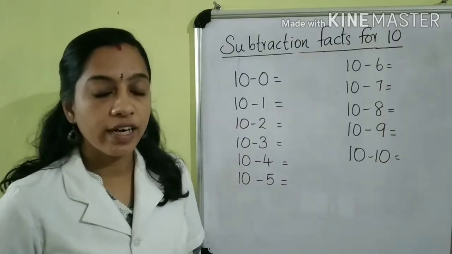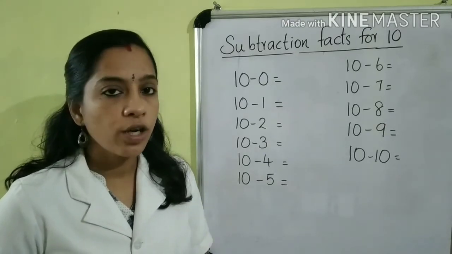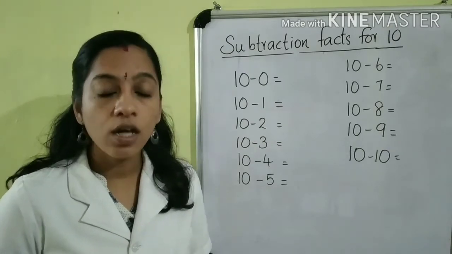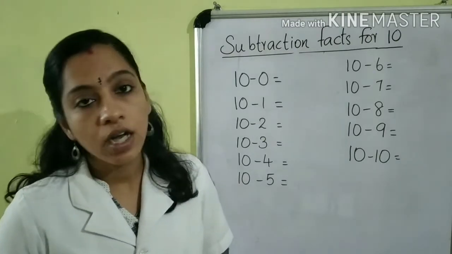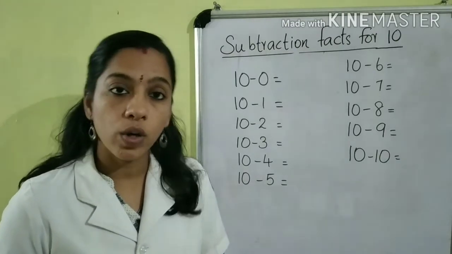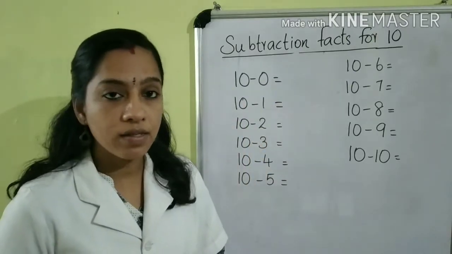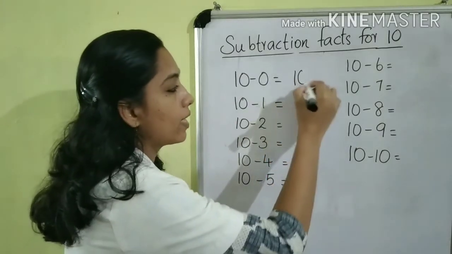Next, we are going to learn the subtraction facts for the number 10. Children, do you remember the backward counting? Here, we are going to find out the answers by backward counting. Let us start. The first we have to find out the answer 10 minus 0. It's very simple. We know the answer is 10 itself.